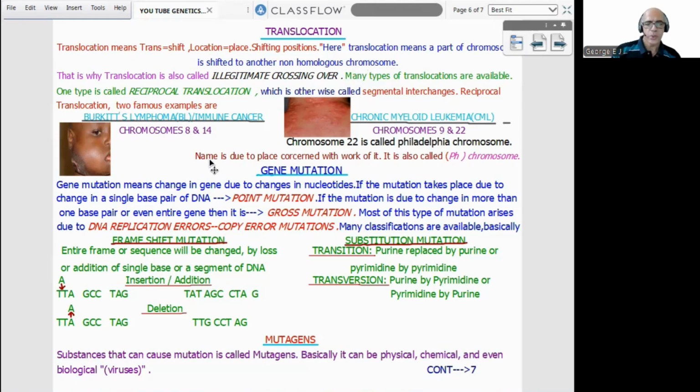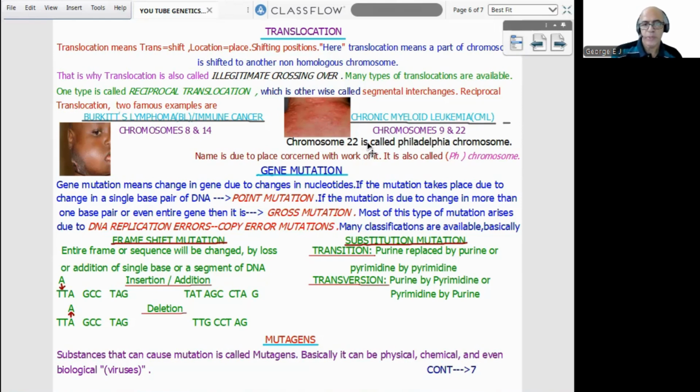One famous type is called reciprocal translocation, which is otherwise called segmental interchange. That is, a part of one chromosome is shifted to the other chromosome. From the other chromosome, a part is shifted to the first one. That way, reciprocal. Two famous examples for translocation: one is Burkitt's lymphoma, otherwise called immune cancer. Short form is BL. And it is concerned with chromosome numbers 8 and 14, interchange between 8 and 14.